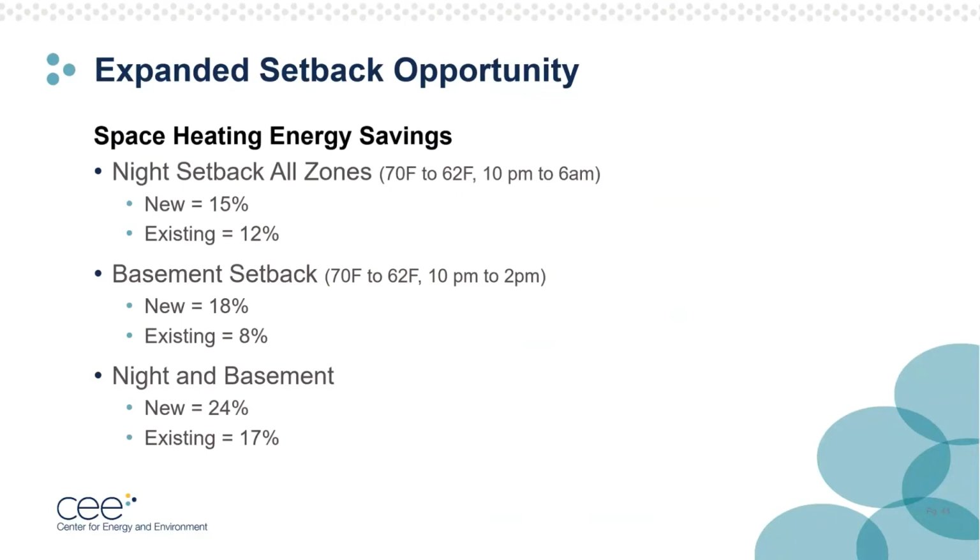In the evening all the way through the night until 2 o'clock in the afternoon the next day. And that actually produced similar savings as the night setback. So that means that you could set back only the basement for a greater amount of time and still get similar savings as what you get from having to set back the entire house. Now, when you combine both the night setback and the basement setback, you can get heating energy savings as great as 24% for new homes and 17% for existing homes.